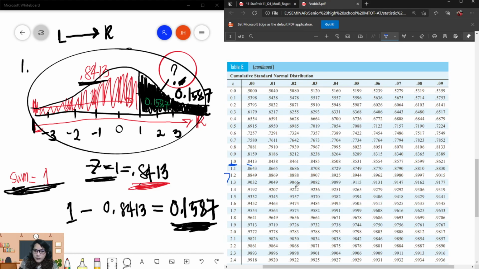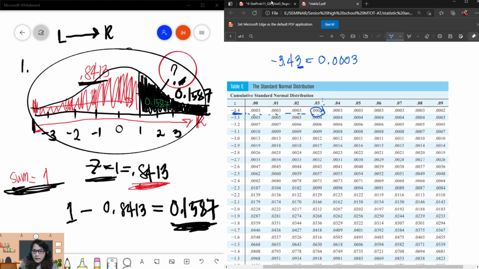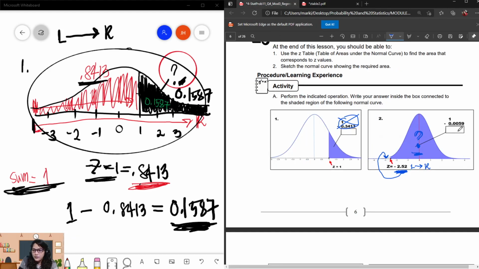So this is positive. Be careful, we are using negative. Again, what was the given? Negative 2.52. So we are looking for negative 2.5, and then 52. That is equivalent to 0.0059. So go back to our module. That's correct. That's why we subtracted 1 here.